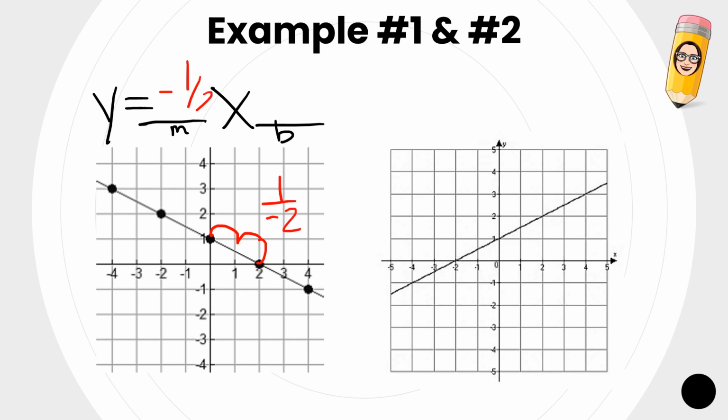Another way to think about it is that line going up or down as you trace it from left to right. It's going down. Down means I better have a negative slope. We also need to identify the b value. Where does it cross the y-axis? It crosses at +1. You need a plus or minus sign there, otherwise it's not in the form of y equals mx plus b.